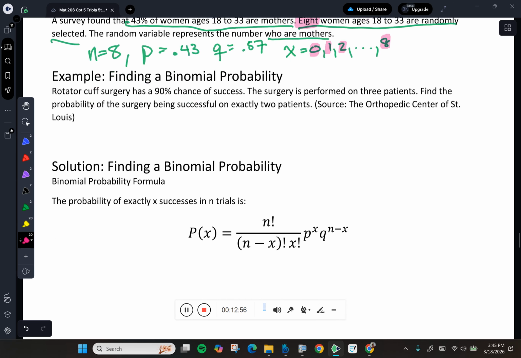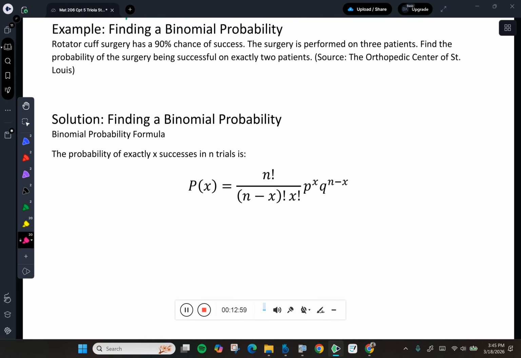All right. Let's look at an example where we're going to take a binomial scenario. So we're being told that it is binomial, and we're going to ask a probability. All right. So rotator cuff surgery has a 90% chance of success. They're going to cut into your shoulder and fix a problem with the rotator cuff, which is the sac in the shoulder that helps hold things together. There's a 90% chance of success, meaning that the surgery will make your shoulder better. It also means there's a 10% chance of failure. The surgery is performed on 3 patients, so we have 3 trials of the experiment. We want to calculate the probability of success on 2 patients.